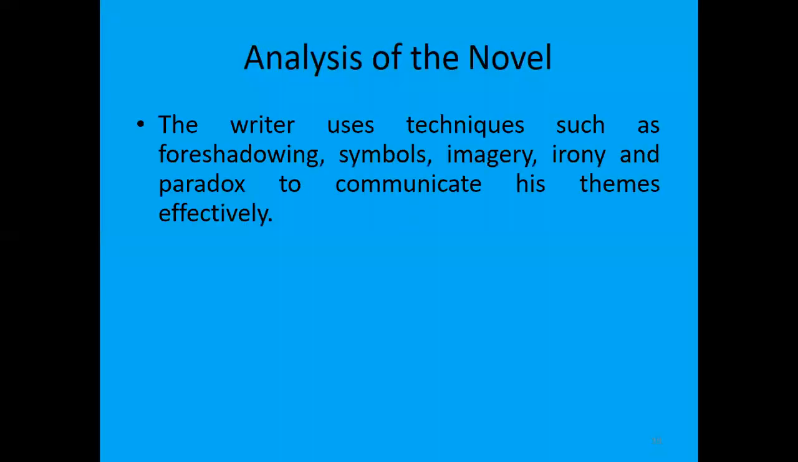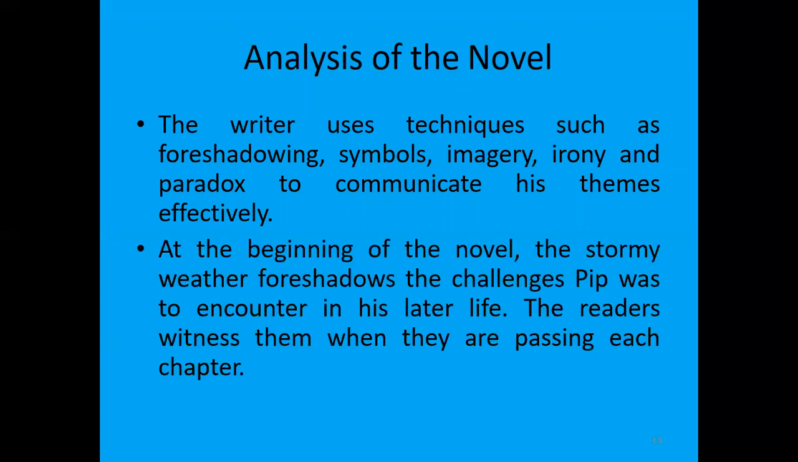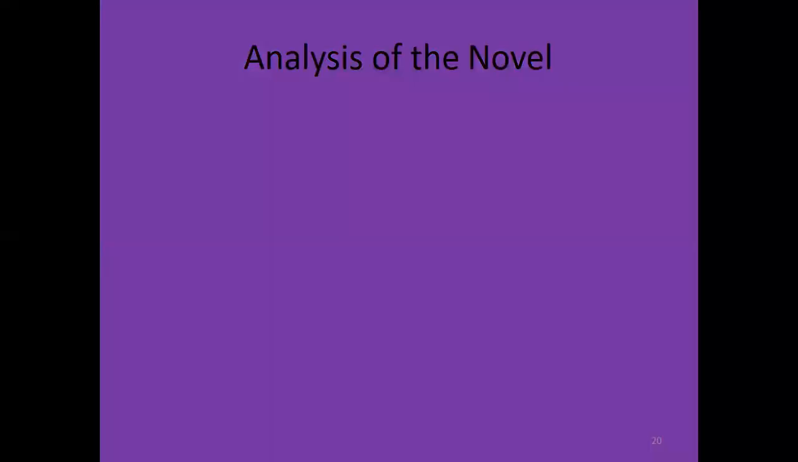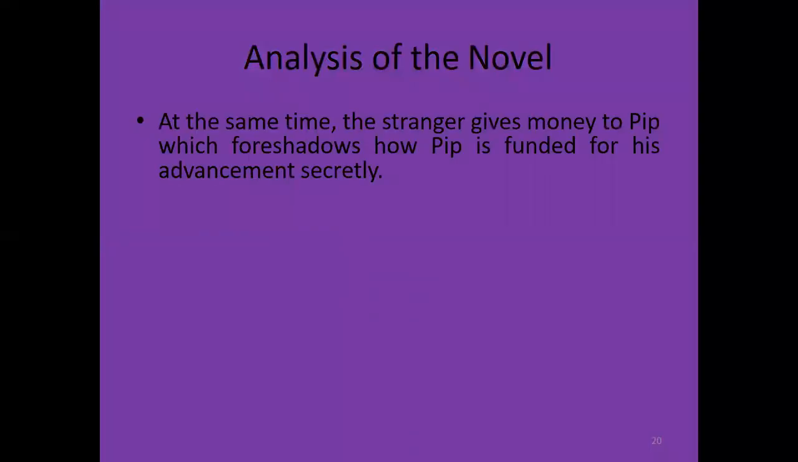The writer uses techniques such as foreshadowing, symbols, imagery, irony, and paradox to communicate his themes effectively. At the beginning of the novel, the stormy weather foreshadows the challenges Pip was to encounter in his later life. The readers witness them as they pass through each chapter. At the same time, the stranger gives money to Pip, which foreshadows how Pip is funded for his advancement secretly.